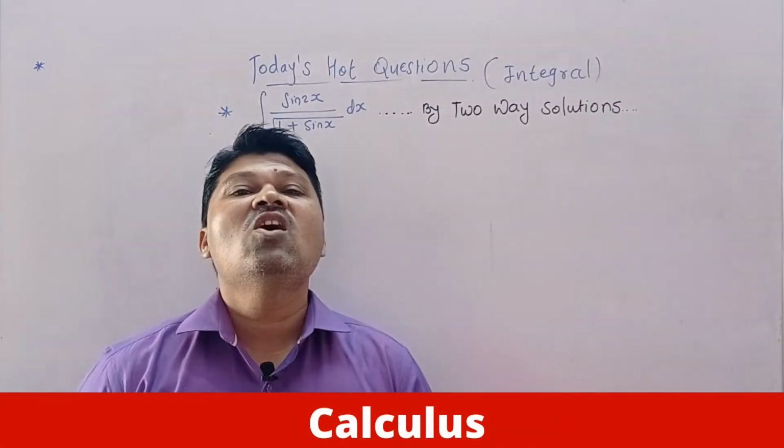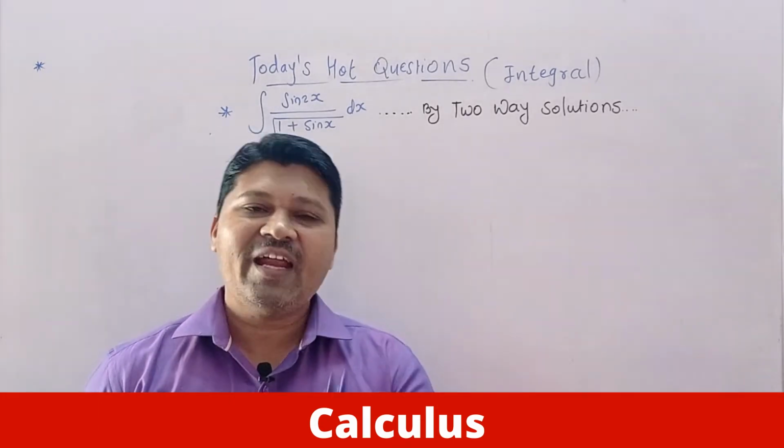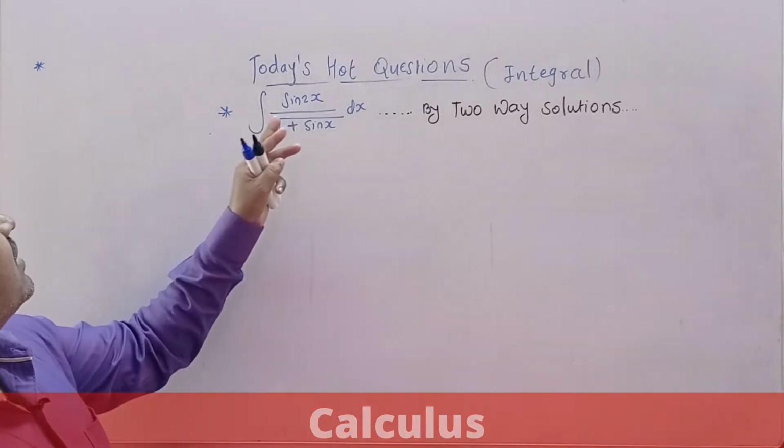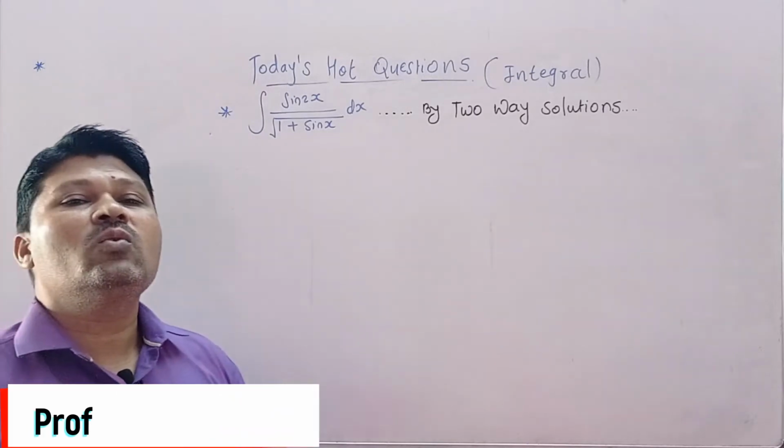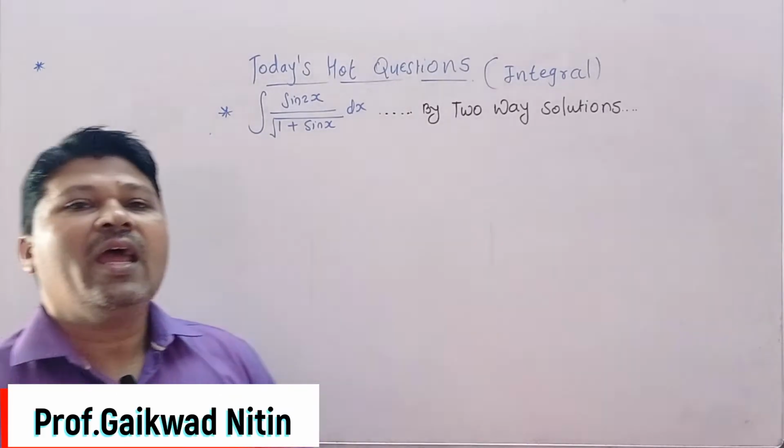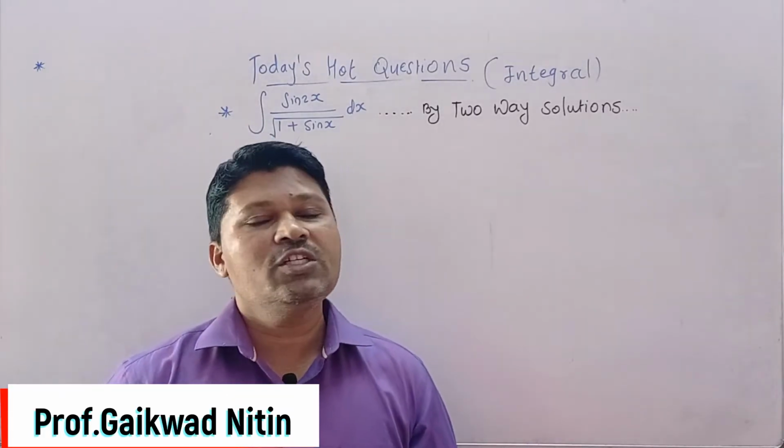Today we have seen hot questions on integration, and today's question is the integration of sin 2x divided by under root 1 plus sin x dx, and we find the solution by using two methods.